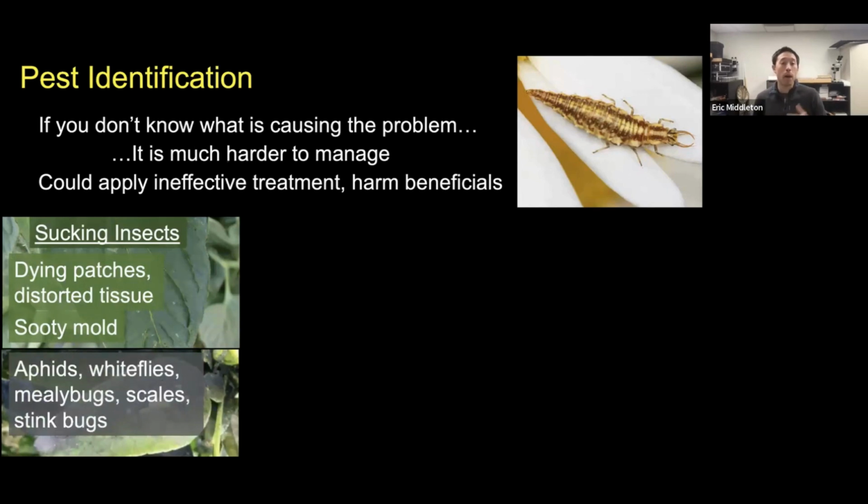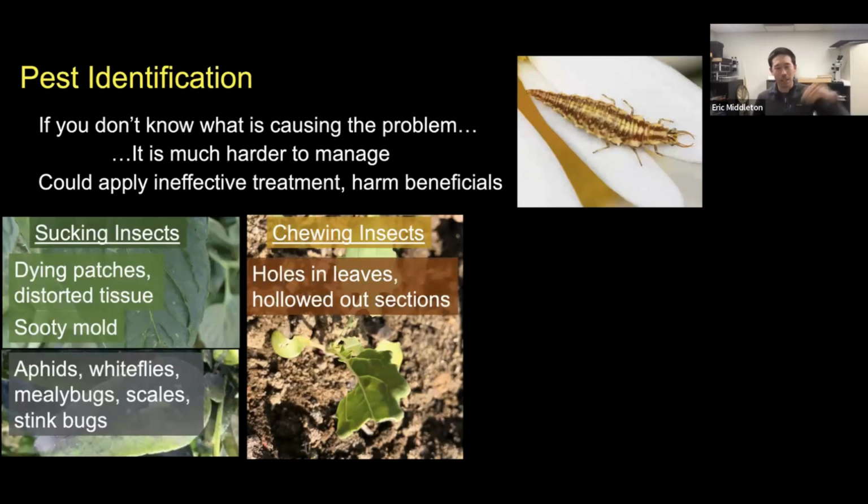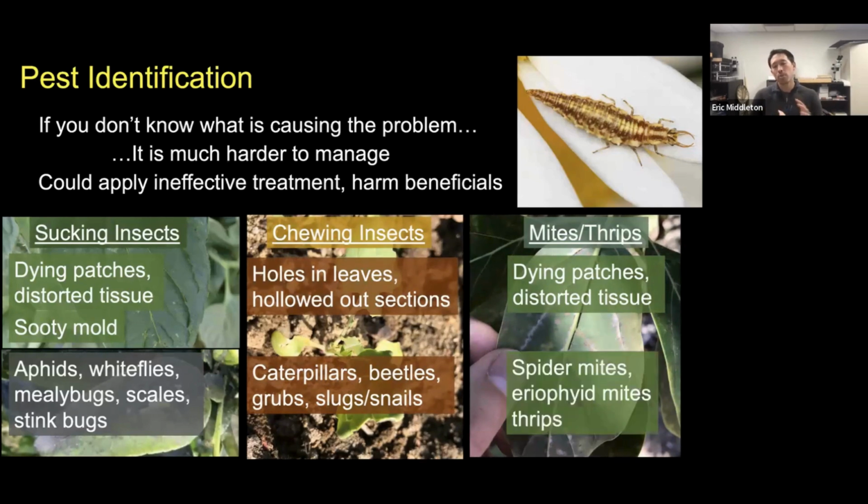If you go out and you look at your plants and you see damage from, say, chewing insects, things like holes in the leaves or hollowed out sections or areas where things have been clearly cleared away, then you're probably dealing with caterpillars, beetles, grubs, or also things like potentially slugs or snails. And finally, if you think maybe you might have mites or thrips, what you'd be looking for are dying patches, similar to what you might have with sucking insects, and also distorted tissue, but without the presence of sooty mold and with slightly different patterning. That's the damage associated with spider mites, eriophyid mites, or things like thrips as well. So that's very useful for getting a broad idea of what it is you're dealing with.